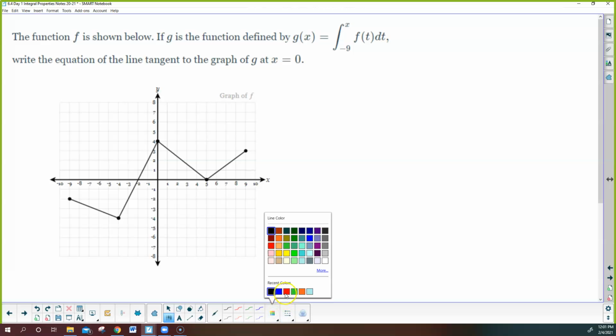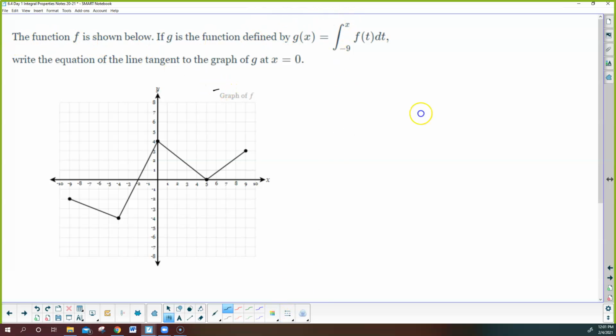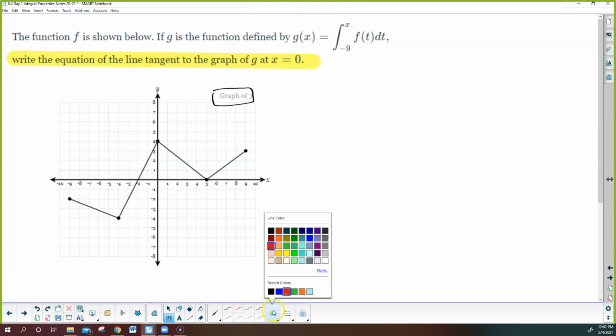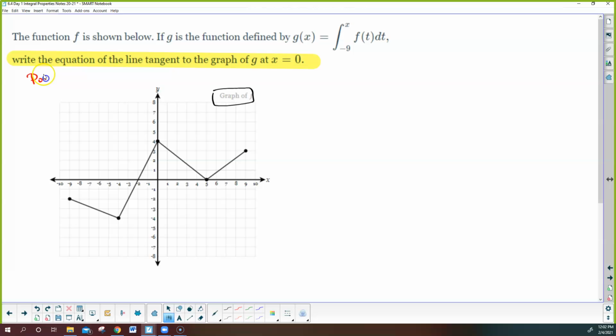Let's do this one as well. And again, it's the same thing. Here's the graph of f. G is the area under the curve. Now I have to write the equation of a tangent line. We haven't done this in a while. Well, to write the equation of the tangent line, I need a point and I need slope.